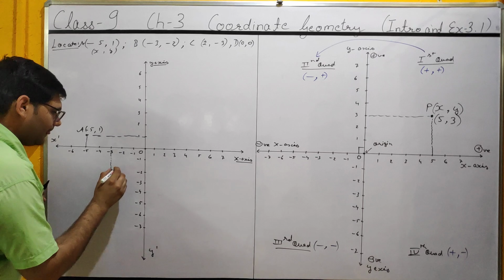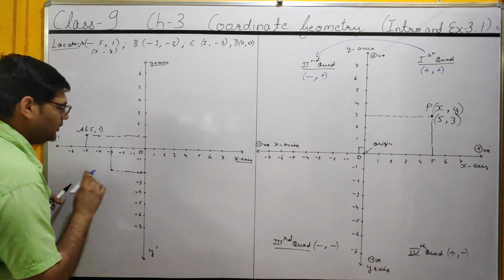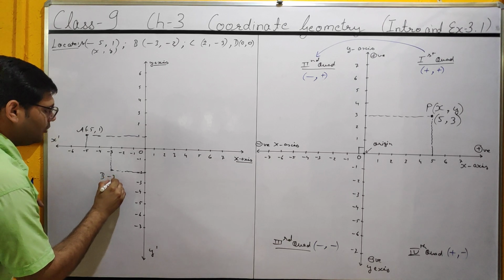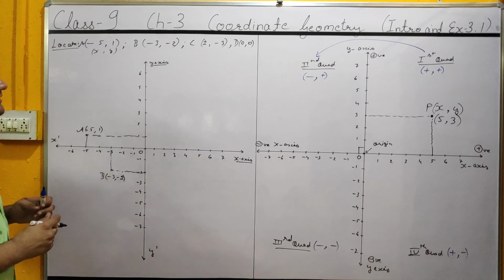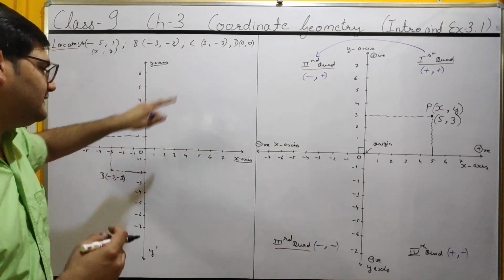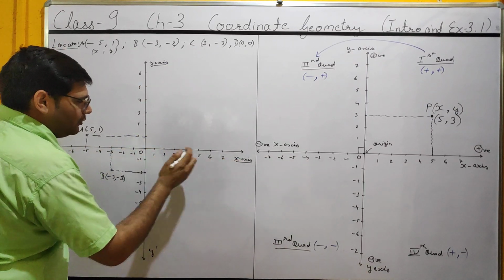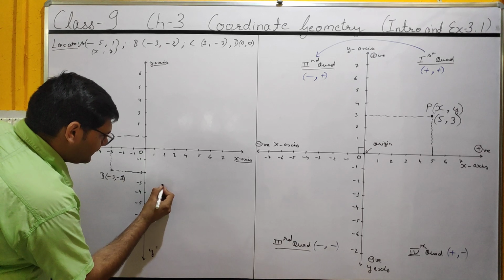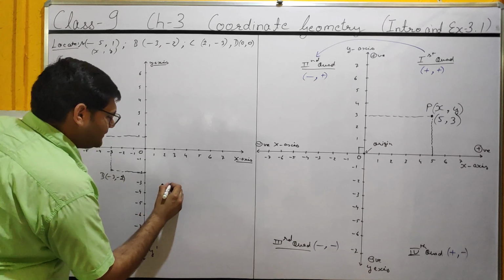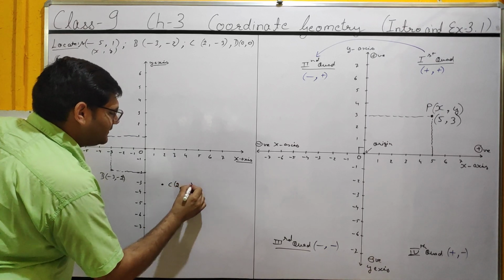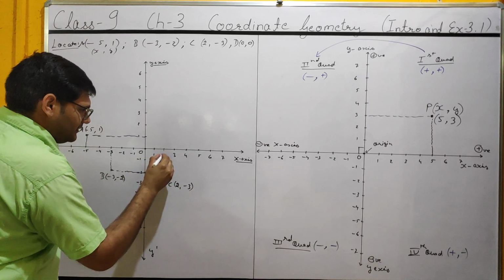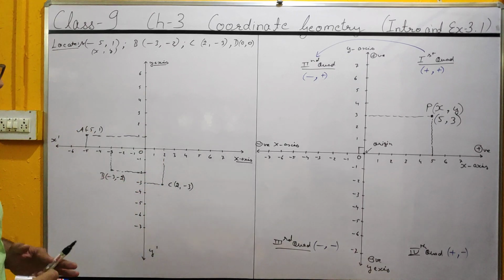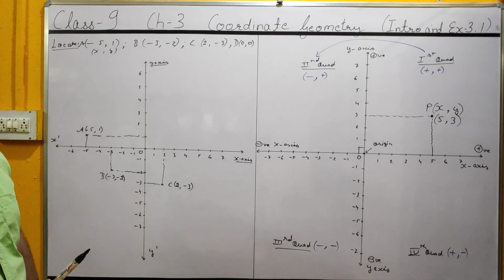Minus 3 and minus 2. So this is our B point, that is (-3, -2). Now see, (2, -3). So x is 2, and then minus 3 will be downwards. So this is the point C, (2, -3). So we will just make sure that we have located the correct point, that is 2 and then minus 3.